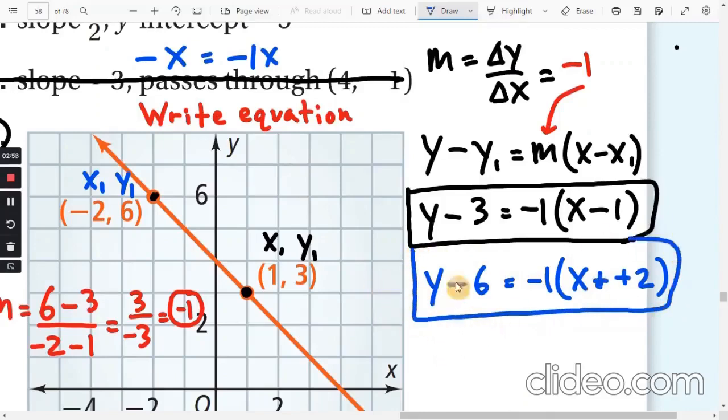All right, and just for your information, if this 1 weren't here, if it was just a negative sign without the 1, let's say this was just a negative sign right here, that would still be the same equation. Okay, so the negative 1 is the same as just the negative sign because it still gets distributed to both terms.